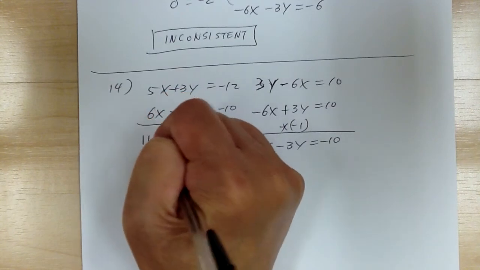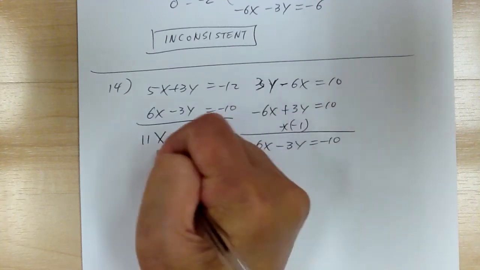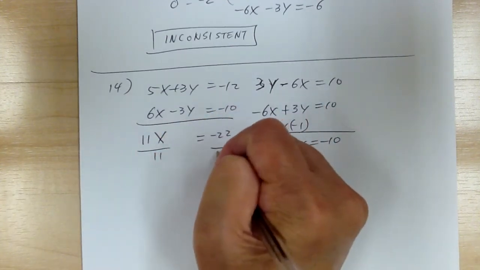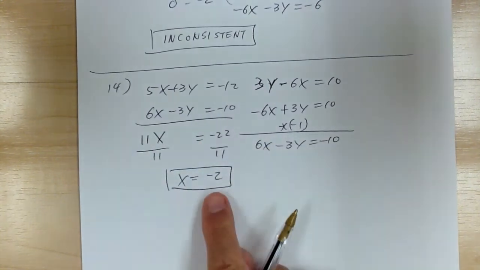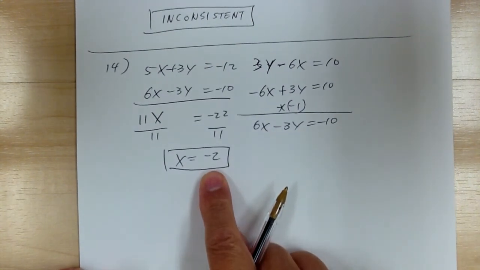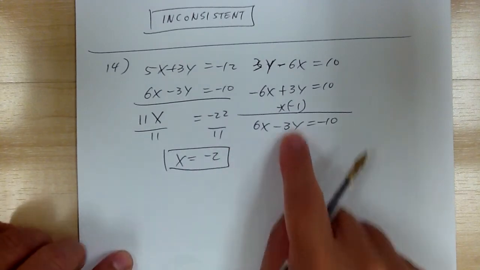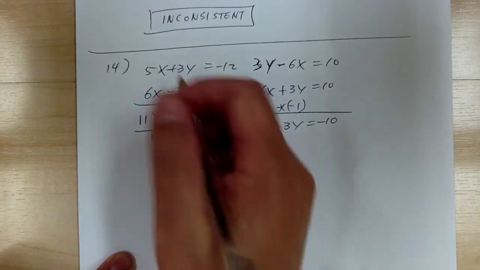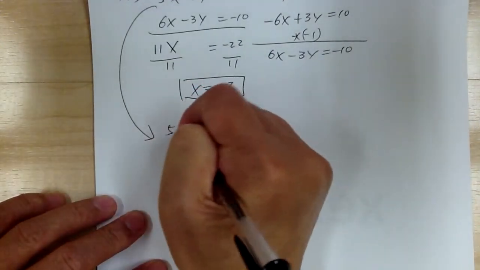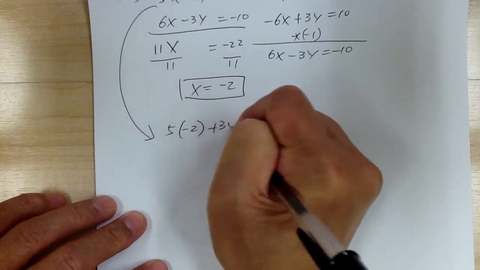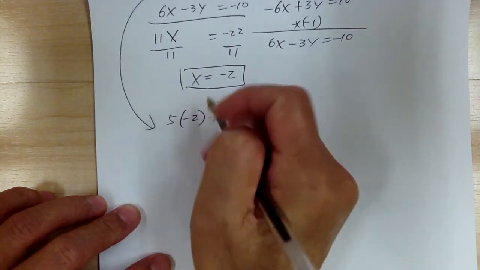So I get 11x, the y's cancel out, equal to negative 22. Divide by 11, divide by 11. So x equal to negative 2. Once I find x, I need to solve for y. So I can look for any easy equation. Okay. I don't like the negative equation, so I'm going to use this one here. So I got 5 times negative 2 plus 3y equal to negative 12. Okay, so this will give me negative 10.